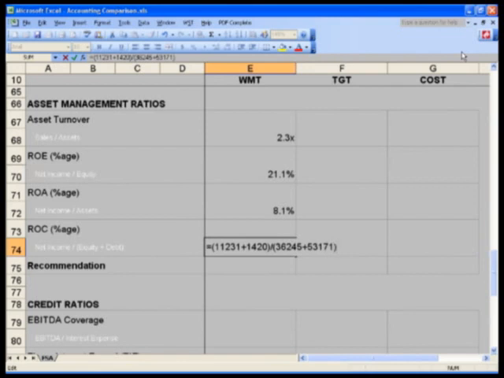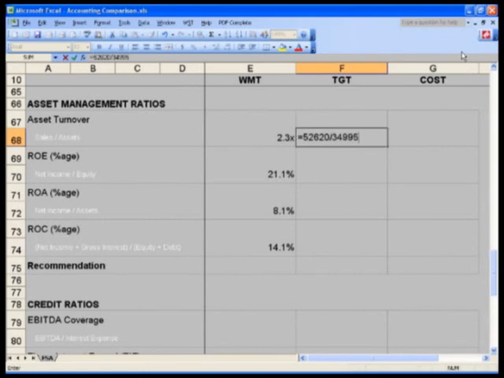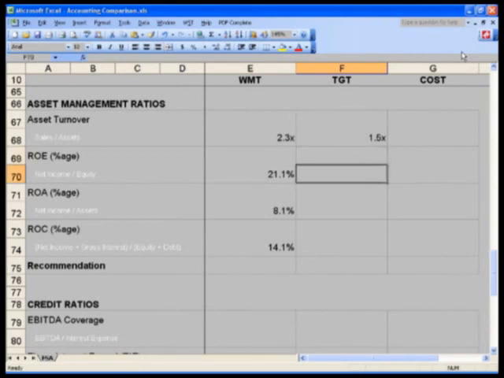ROC equals, you will actually have to take net income of 11,231 plus our gross interest, 1420, divided by our asset base of equity plus debt. Our debt number was 36,245 plus 53,171 for our equity number. So clearly you will see here that you should take our net income plus gross interest divided by equity plus debt. So of course here we can modify our formula to say net income plus gross interest would be the correct term there. That will be the formula you want to use.